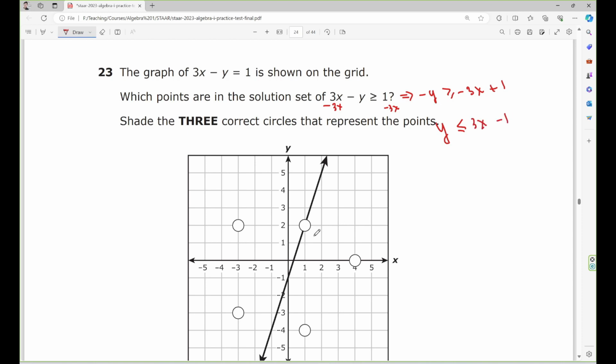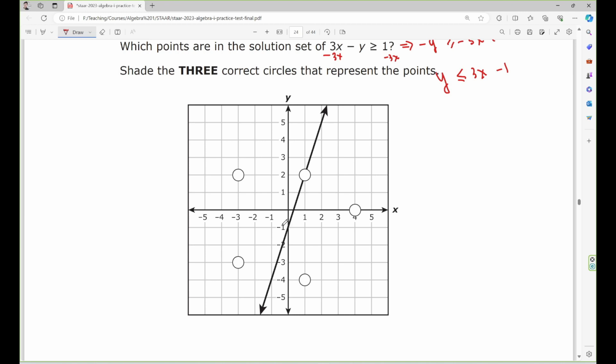Alright, so I graph it. This is 3x minus 1 right here. Now I pick a point 0, 0 right here. I substitute over here. x equal 0, y equal 0, 0 times 3, it could be 0 minus 1. So 0 less than or equal to negative 1. This is false. If it's false, I need to shade the opposite one. If it's true, I'm going to shade the region containing the point.